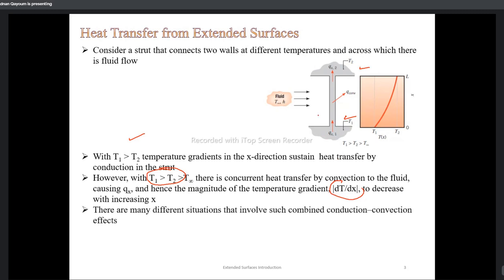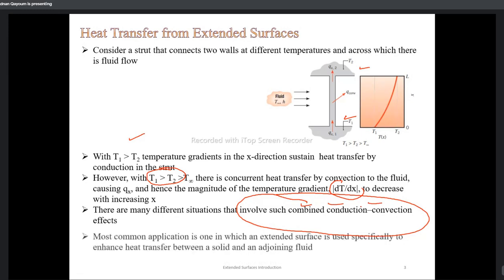There are different situations, and just to elaborate, there are different situations when we will be having conduction and convection effects. If I am bothered about these things, just have a feel for where we can have conduction and convection effects.